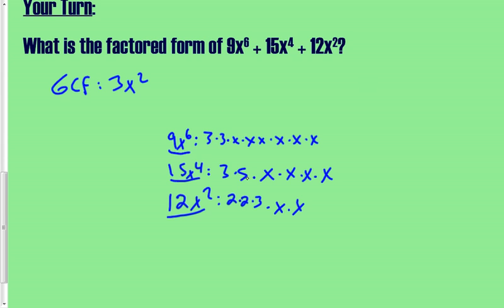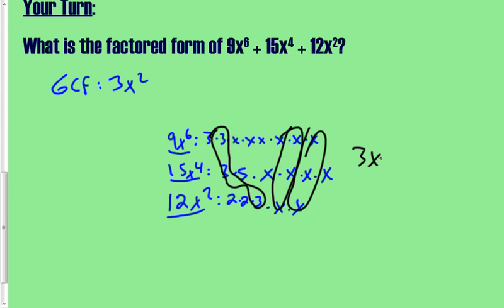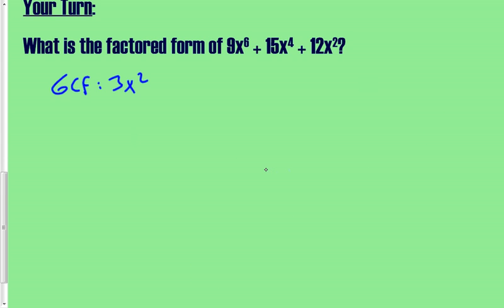We have a 3 in each one. And I can find 2 x's in common between each one. So that's where I got the 3x squared. So I was right to look at it at the beginning, just seeing what you can pull out of each one, what would be in common. So that's our greatest common factor, and that's what's going to be on the outside.